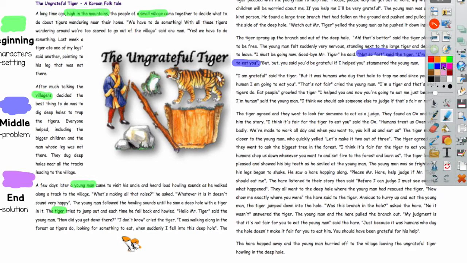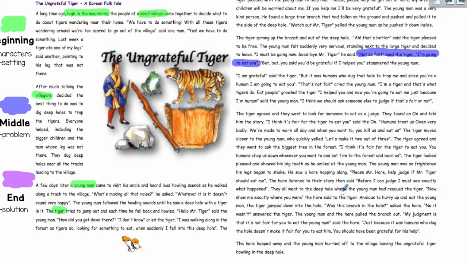So I'm going to go ahead and highlight this solution in my story. The best part of where the solution starts to happen is whenever the rabbit or the hare asks the tiger to jump back into the hole. So I'm going to start right here. "Now show me exactly where you were," the hare said to the tiger. And this solution goes all the way to the very end of the story.